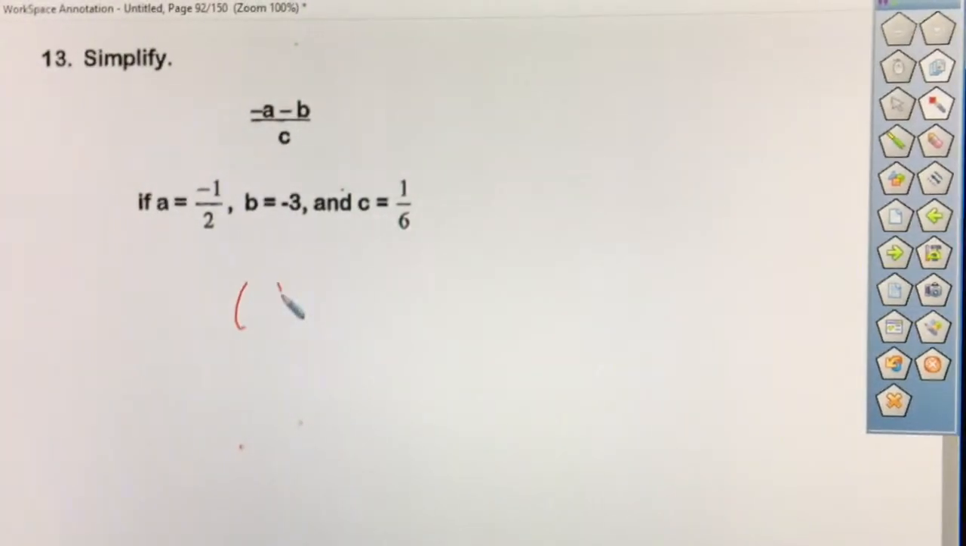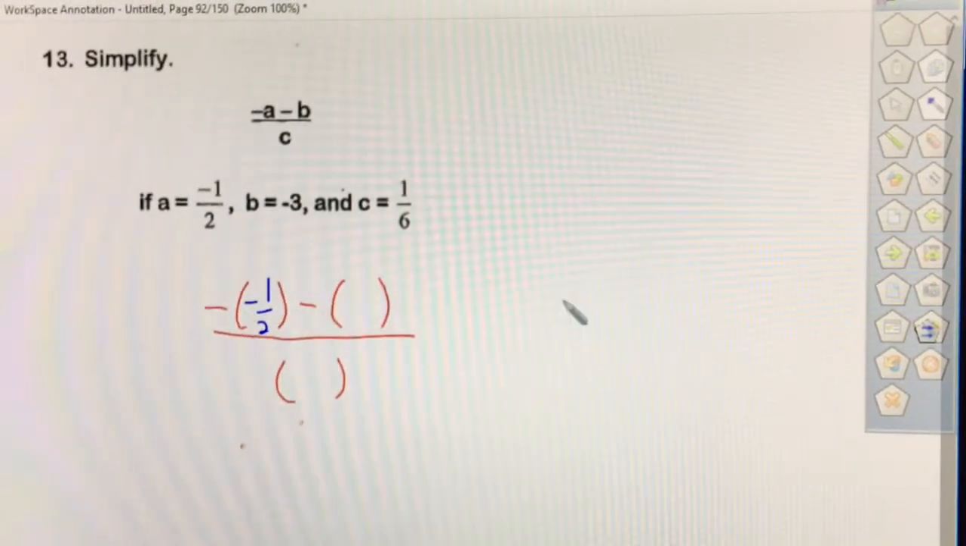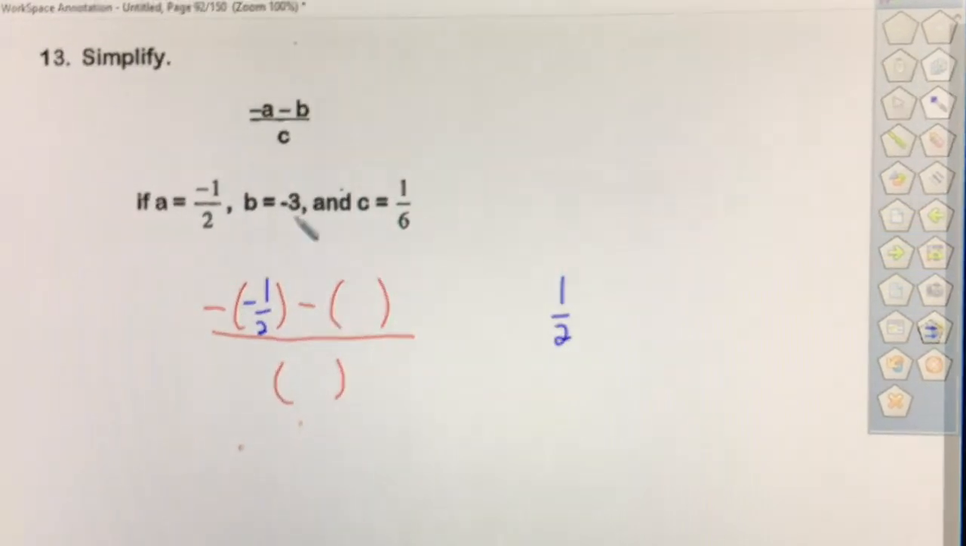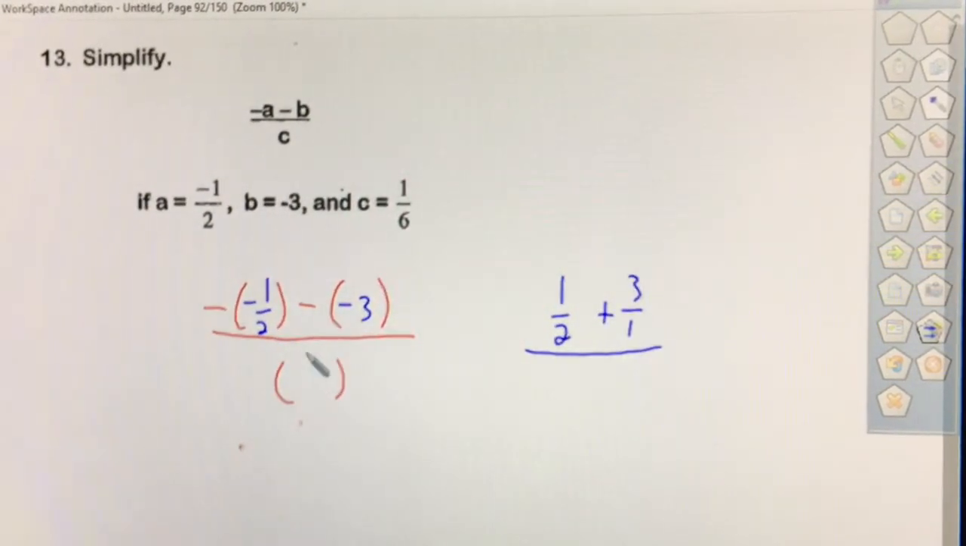Number 13, high-level arithmetic. Wherever there's an a, I'm going to put a parentheses. I'm going to put the negative out front, minus parentheses where I put the b, all over parentheses. And now I'm going to plug in for a, negative 1/2. Well, negative negative is going to give me a positive 1/2. For b, I plug in negative 3. Negative negative is going to give me a plus 3. I'm going to write it as 3 over 1, all over c, which is 1/6.